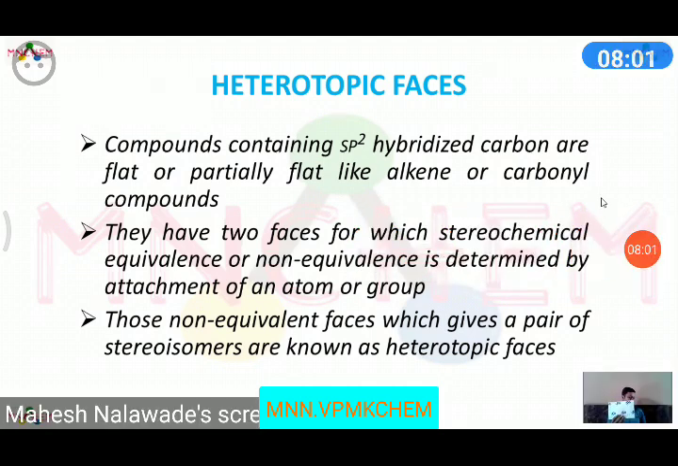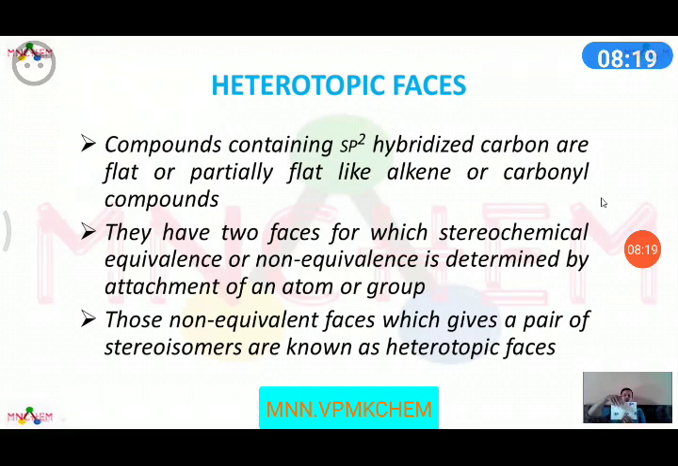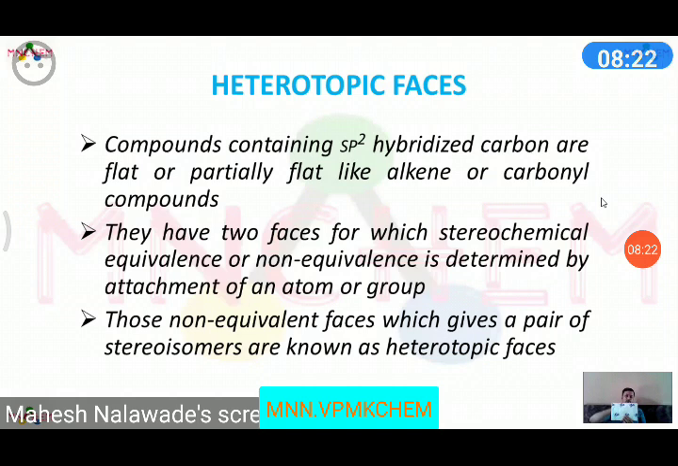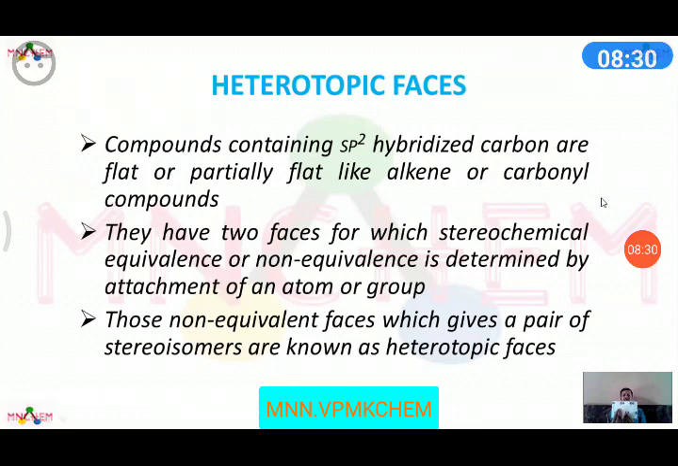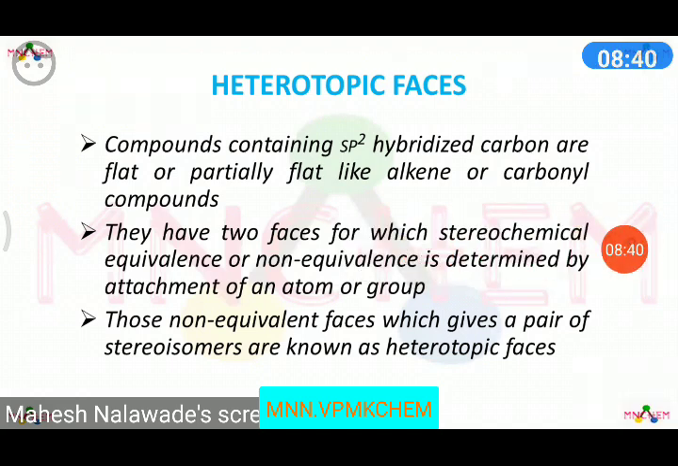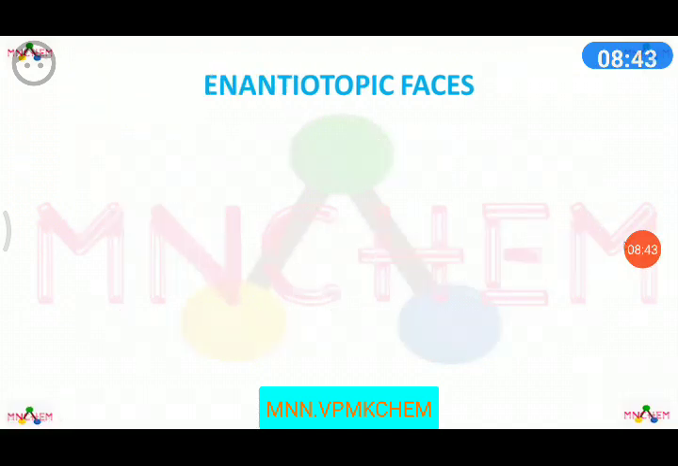So when I say these two phases, front and back phases, are heterotopic, then the stereoisomers which are formed are either enantiomers or diastereomers. So after attachment of atoms or groups to either of these phases gives enantiomers or diastereomers, and because of that we refer to these surfaces as enantiotopic phases or diastereotopic phases respectively. So that we will discuss with example. So first, enantiotopic phases.